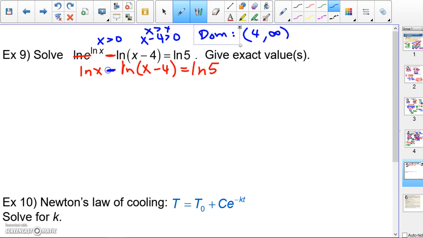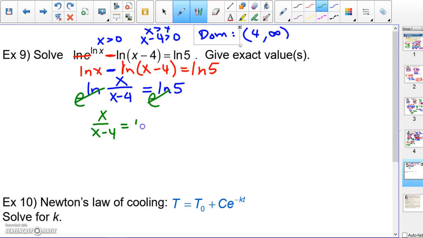This subtraction I'm going to condense into a single log by changing into division. So natural log of x over x minus 4 equals natural log of 5. To get out of that, I can get rid of the natural log on both sides by taking an exponential base e. X over x minus 4 equals 5. Now it's just a simple solve.